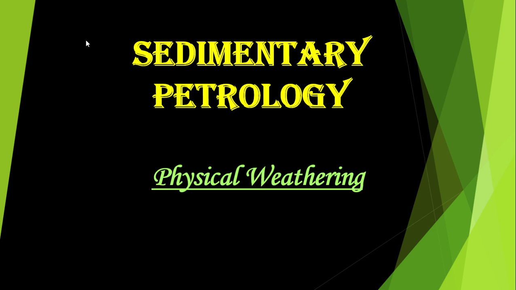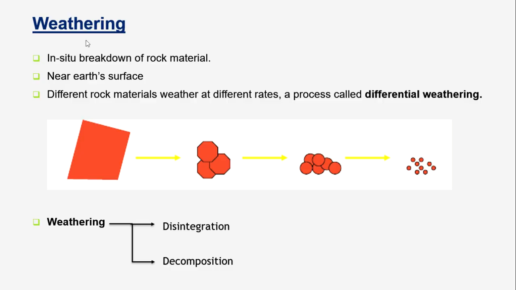Welcome you all. This is the second session of sedimentary petrology. In the previous session, we have dealt with the different types of rocks and a very brief introduction about the sedimentary rock. So, we have seen that the first step towards the formation of a sedimentary rock is the weathering of the older rocks. So, here we will see firstly the weathering process, then the different types of weathering, and in this session, we will focus on the physical weathering and its types.